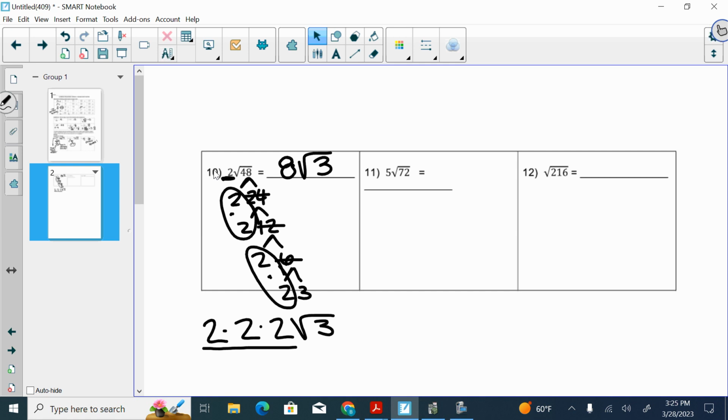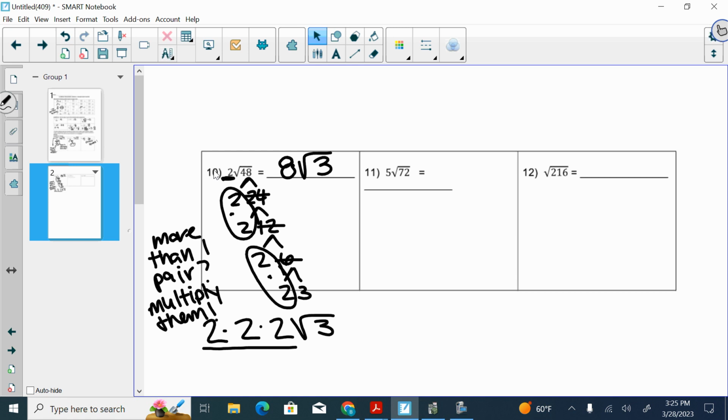Okay, so if you want to make a little note of that, if you have more than one pair, multiply them. Just like we did here. Okay?